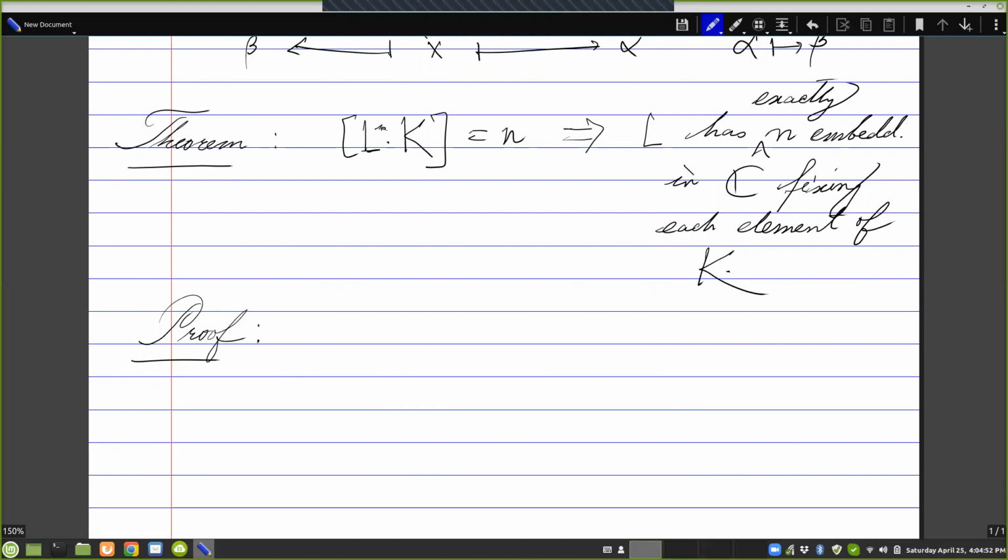So how to prove that? First of all, we choose an element alpha from L. Since L has finite degree, it must be algebraic over K. So that means there will be a monic irreducible polynomial f with coefficients from K which has alpha as a root. Therefore we have this isomorphism that we have just discussed.